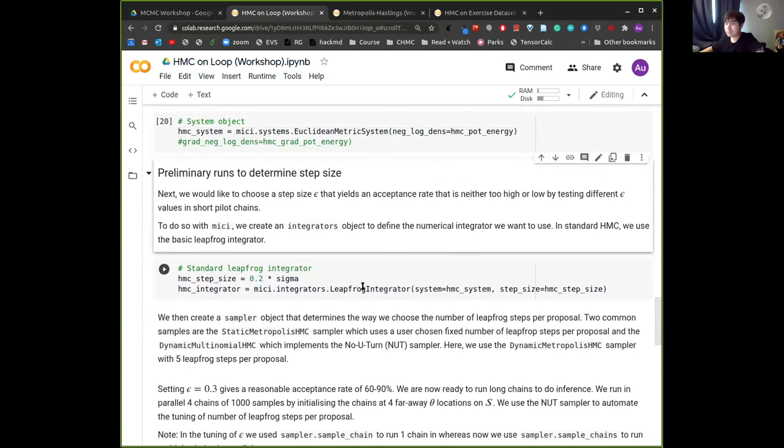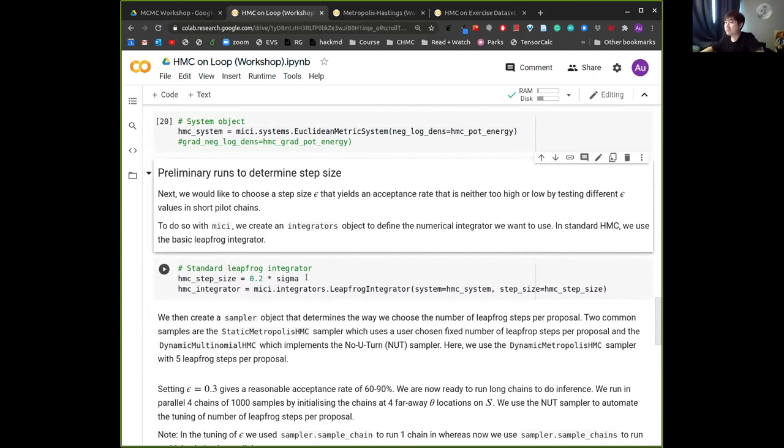Next thing we need to do is to determine the integrator. So again, we have our density. The density is our potential energy. The negative log density is our potential energy. And next, we need to be able to solve this physical system and generate samples. So this is called the leapfrog integrator.